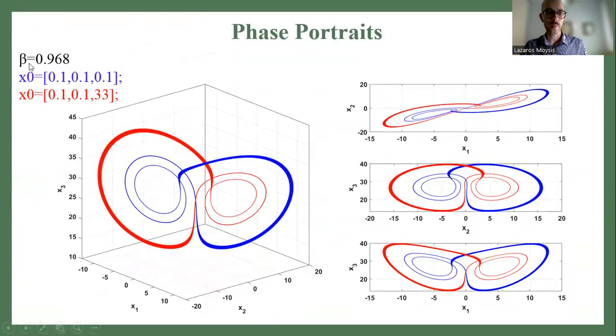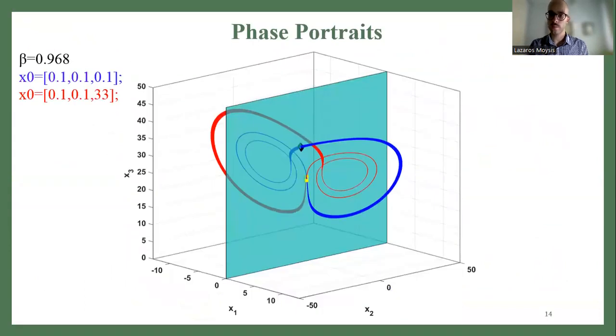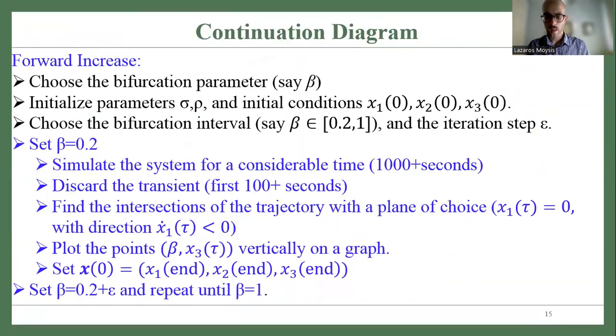Another example right here for beta equals 0.968: two different initial conditions, two different attractors. Okay. In all of these situations, they are very symmetrical in shape, but for any different chaotic system, this is not the standard case. Okay, you may not have this behavior. So I want to create a diagram that will manage to depict this coexisting behavior. How am I going to do that? Okay, this diagram is called the continuation diagram.